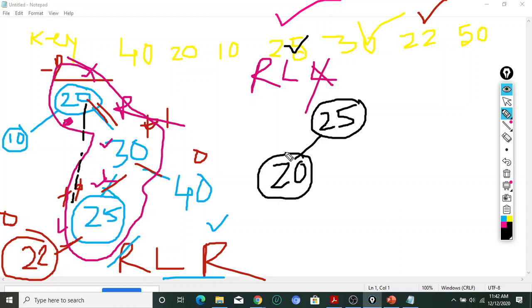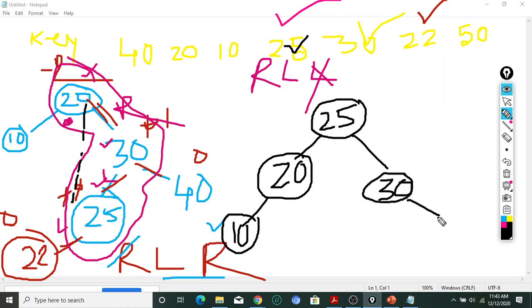And 10 was the left subtree of 20, so it stays as it is. 25 became the root, and whatever the right subtree of 30, 40, it will remain as it is, yes or no? So 30 will be here. I have just discussed the special cases also, please try to understand. This is 40, up to this point is okay.